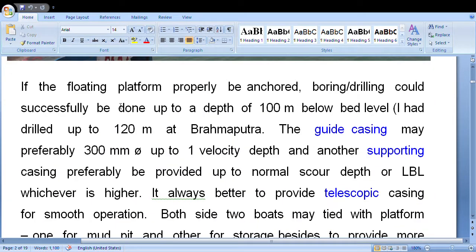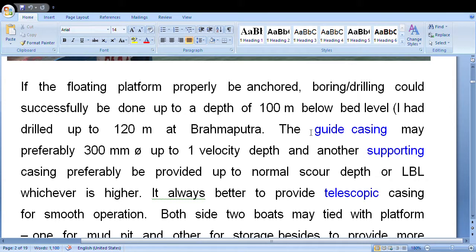If the floating platform is properly anchored, boring and drilling can be done successfully up to a depth of 100 meters very easily. I have drilled up to 120 meters at the river Brahmaputra.